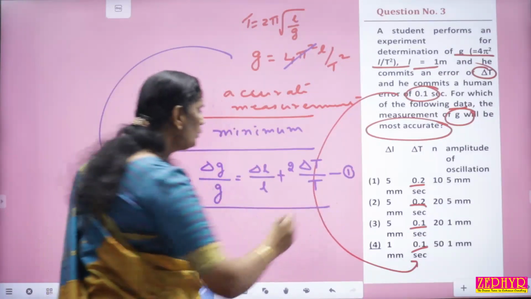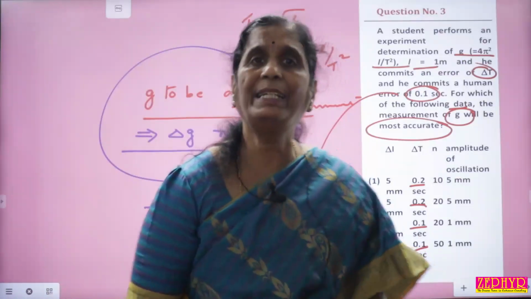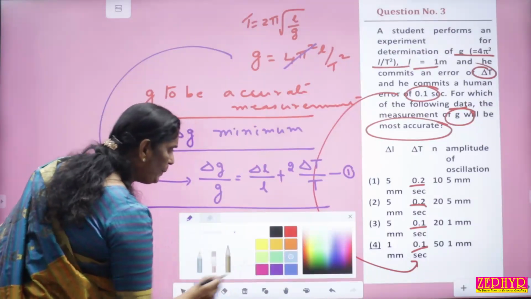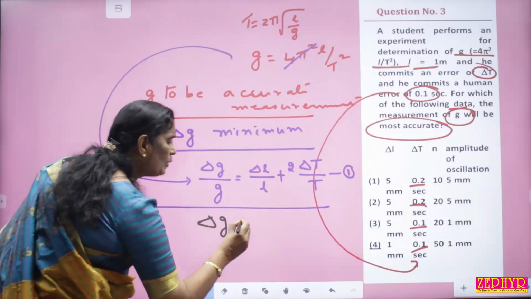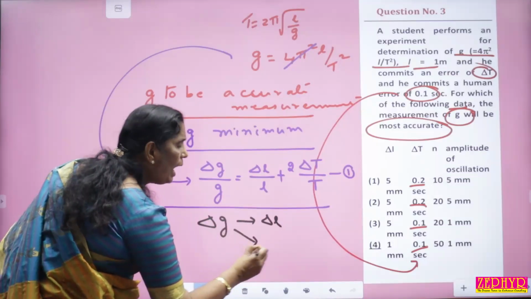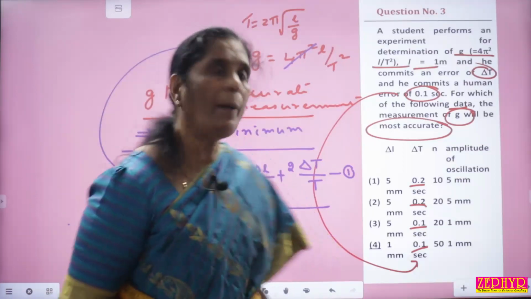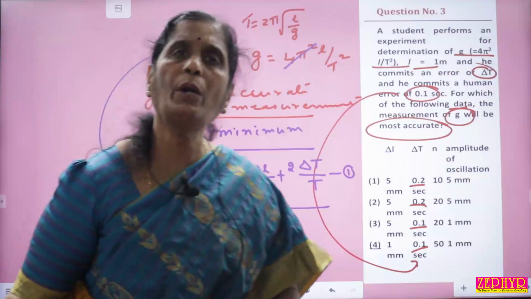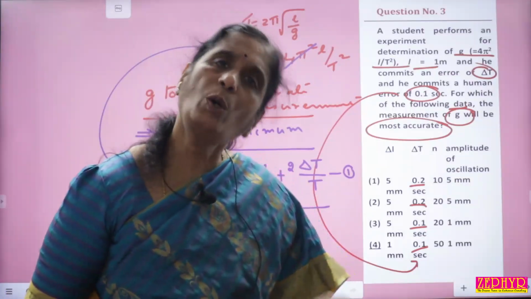Please observe this expression. You can understand on what parameters g depends. By observing this, we can say delta g depends on delta L, and of course delta g depends on delta T also. So delta g depends on delta L. If delta L is small, delta g will be small, the error will be small, and the accuracy will be higher.